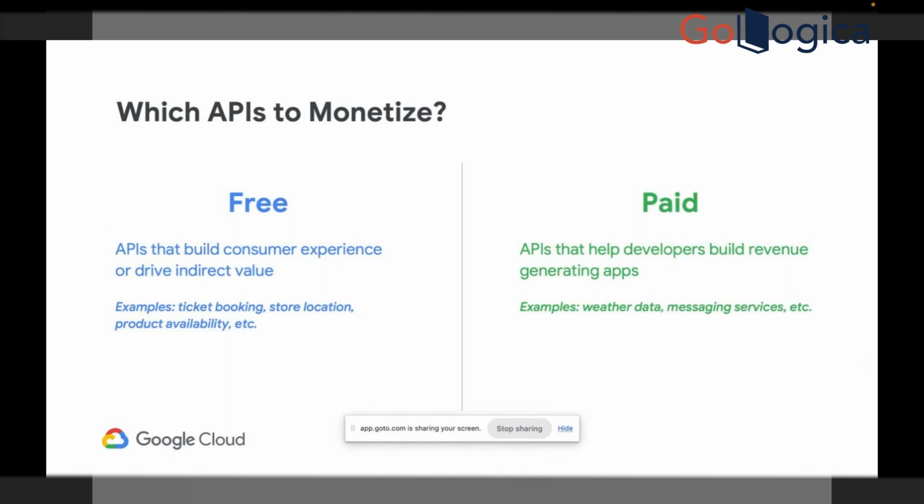Now the paid ones: if any consumer developer is able to build revenue generating apps using your API, like weather data, SMS, stock market, those kinds of things, you can use them for charging purposes. So those kinds of APIs you can monetize.